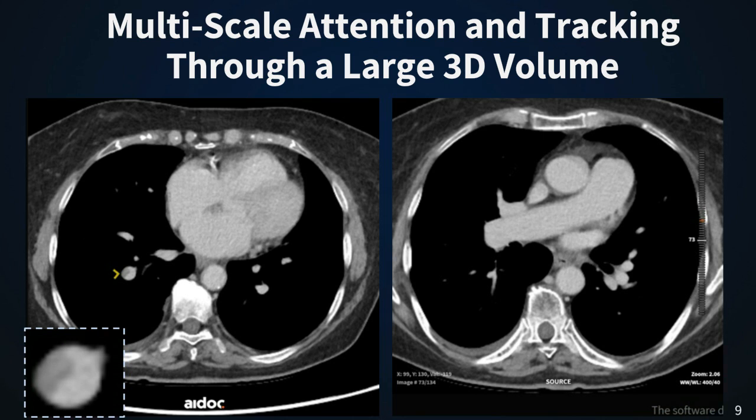And if this is a vein, it's not a PE. The only way to know if this is an artery for sure is to track this blood vessel in the 3D volume.